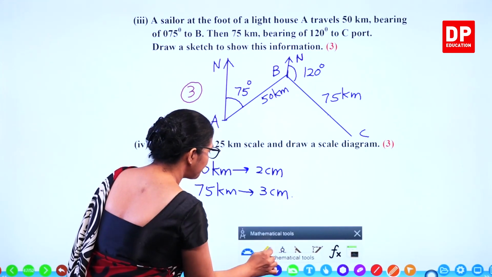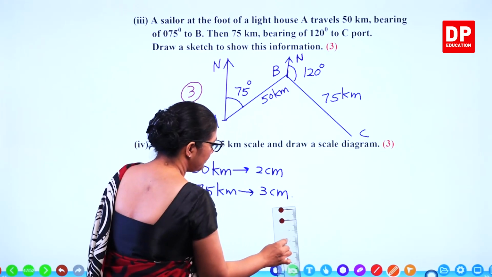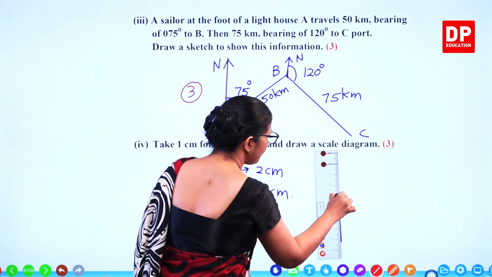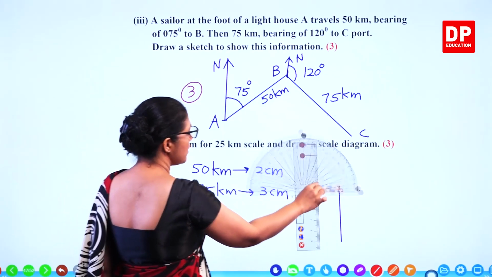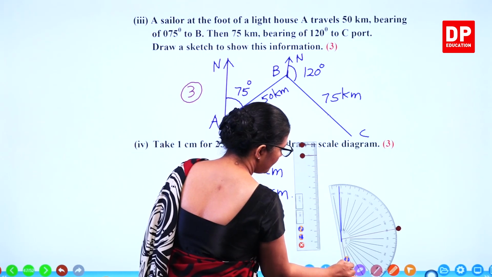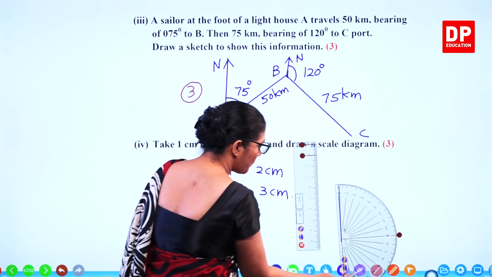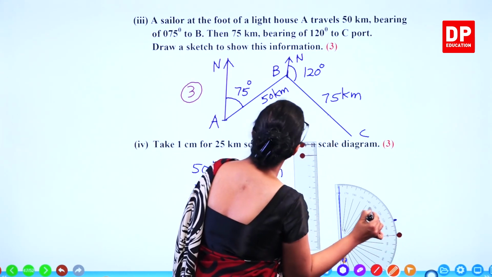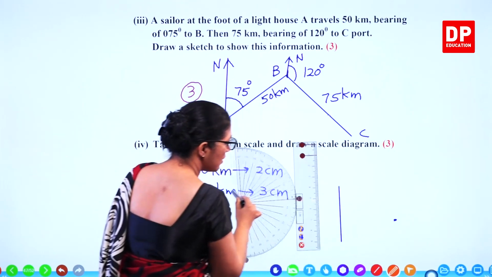So we'll first take the ruler and we can draw a straight line. First, I need the north direction. To that, I can measure 75 degrees. So this is the point A, this is north. 75 from here: 10, 20, 30, 40, 50, 60, 70, 75. From north, 75. So we can mark the point.